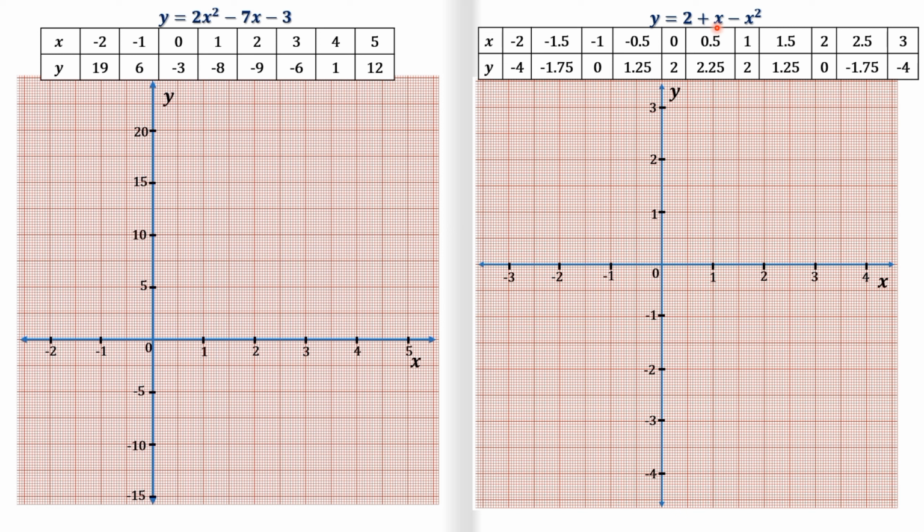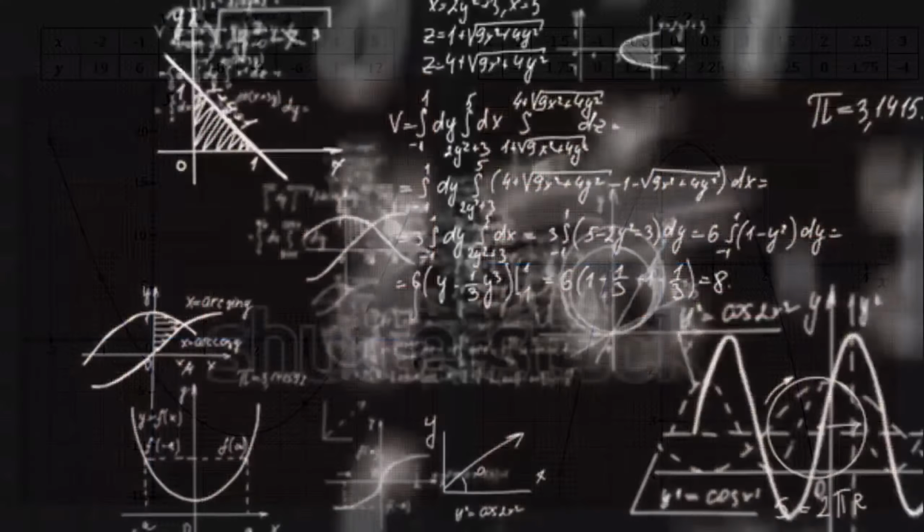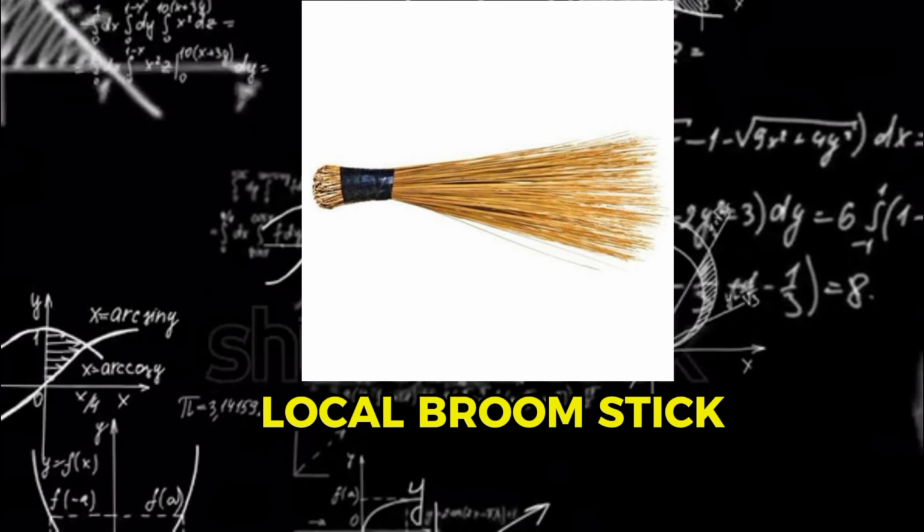Let's plot a quadratic graph of two different orientations, from the left-hand side to the right-hand side. Let's plot the points. Then after plotting our points, we'll join the points together. While joining the points, make sure your curve passes through the points. Ensure you sharpen your pencil while joining. For you to join the curve, you can use a flexible curve or French curve or a local broomstick.